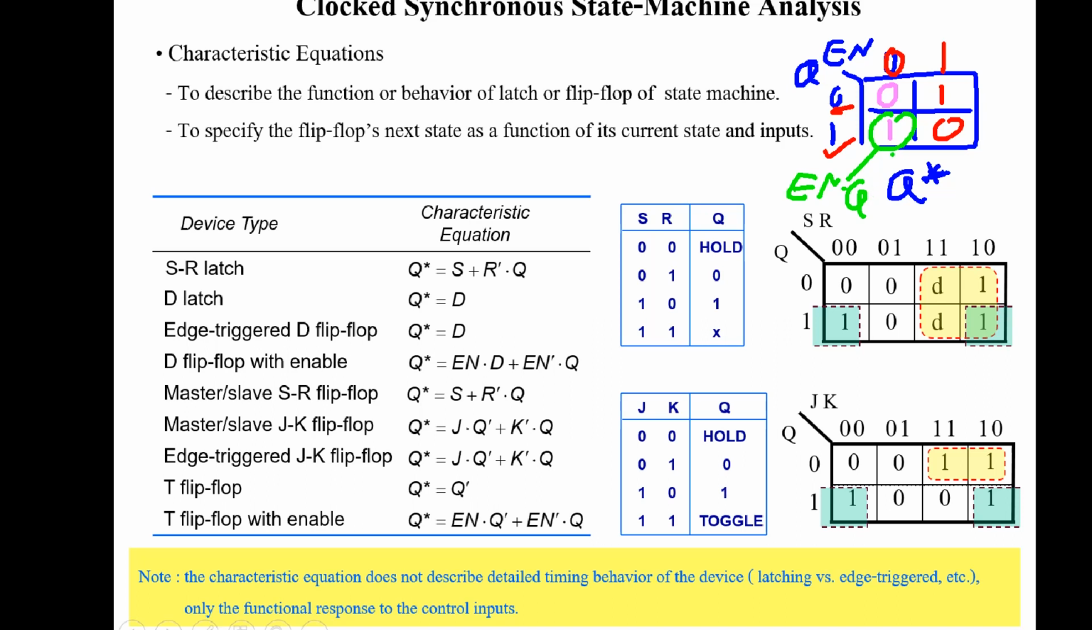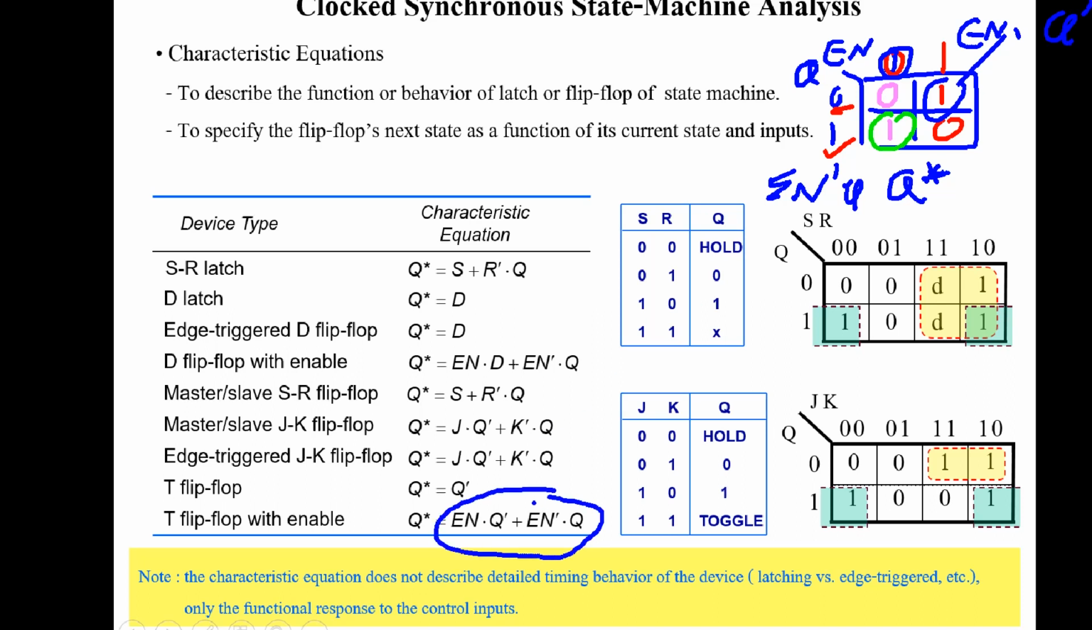Sorry, this is 0. This one is 0. EN prime, okay? EN prime and Q, and this term is EN and Q prime. Okay, combine these two terms together. So you get the characteristic equation for Q star of the T flip-flop with enable.